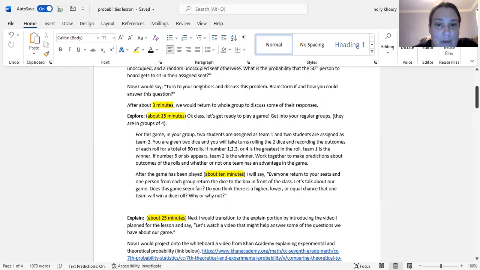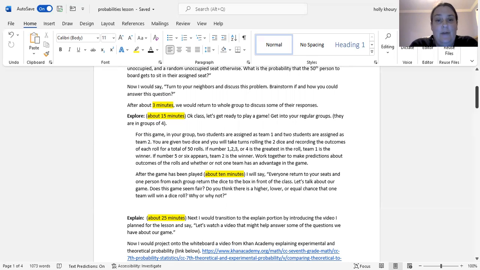After the game has been played about 10 minutes, I will say, everyone return to your seats and one person from each group return the dice to the box in front of the class. And let's talk about our game. Does this game seem fair? Do you think there is a higher, lower, or equal chance that one team will win a dice roll? Why or why not?